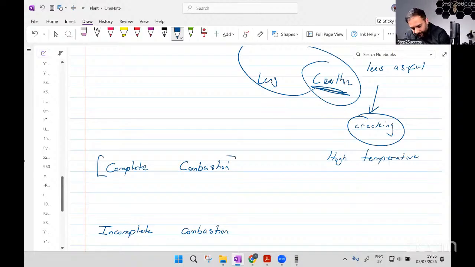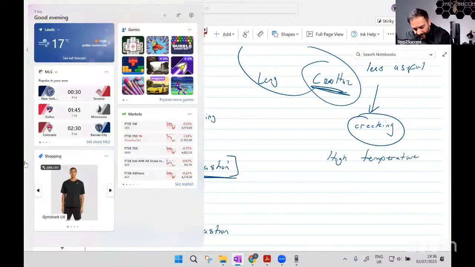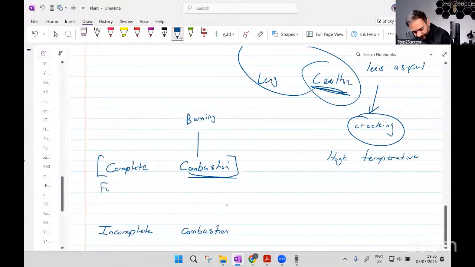Complete combustion, well, combustion in general means burning. And what do we burn? We generally burn some sort of fuel, don't we? Like a fossil fuel, like coal or something like that. So when we do complete combustion, you have a fuel and you burn it. And burning just means adding oxygen to it. That's what we do when you burn something. What you're doing is you're adding oxygen to it. You can't burn anything without oxygen.